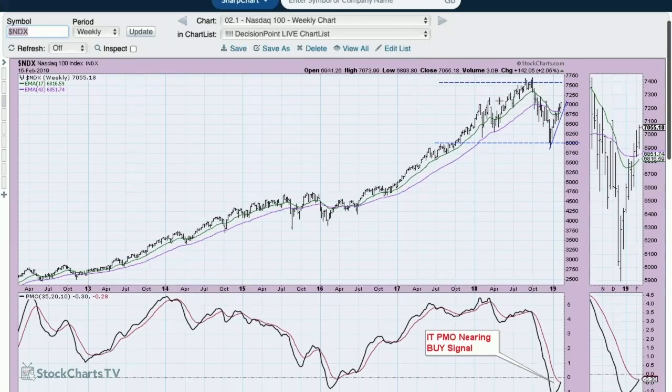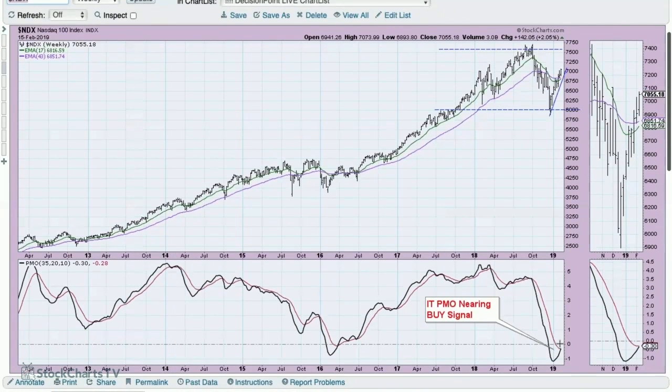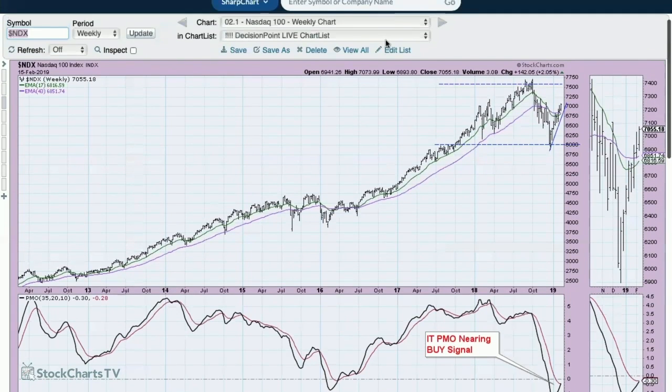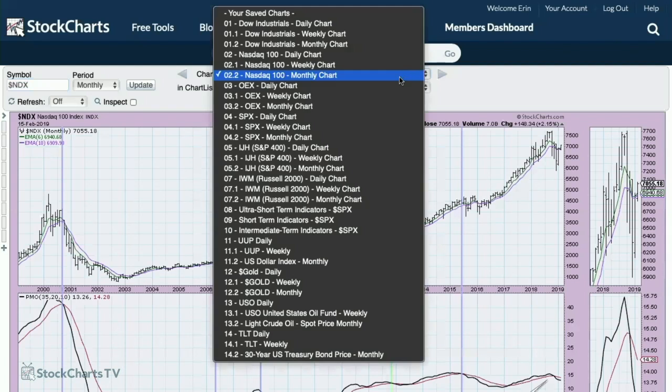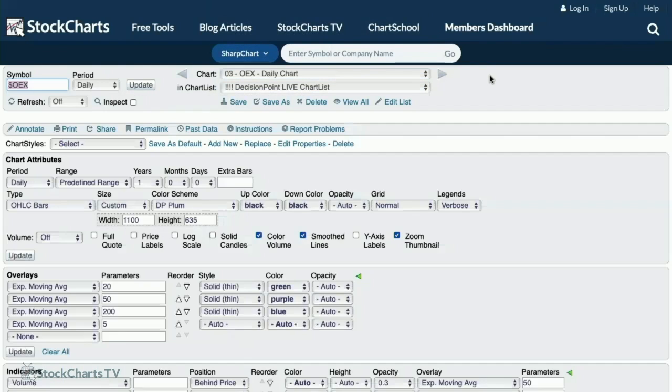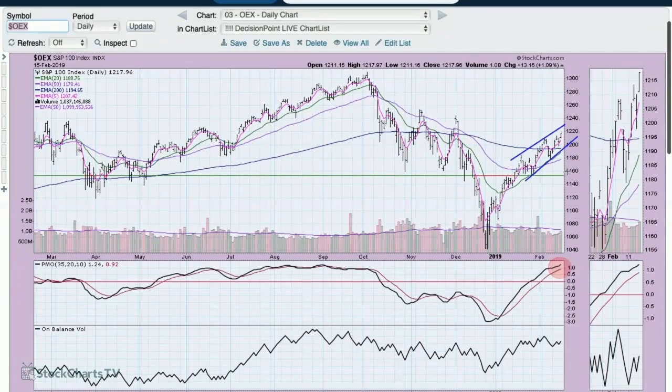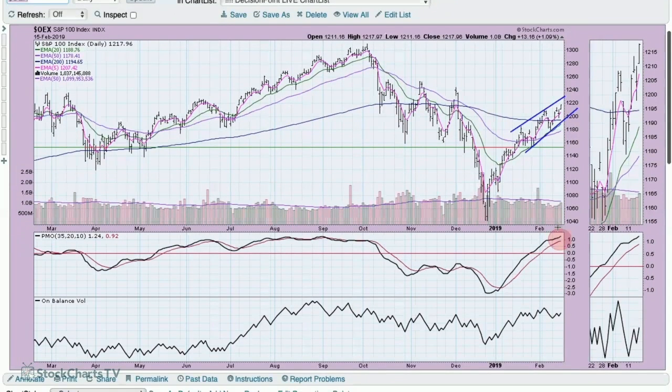NASDAQ 100's weekly chart, as you can see, very, very close to that PMO buy signal coming in, but it isn't there yet. Well, we don't need to look at that one. The OEX daily chart, again, another rising wedge and an overbought PMO.